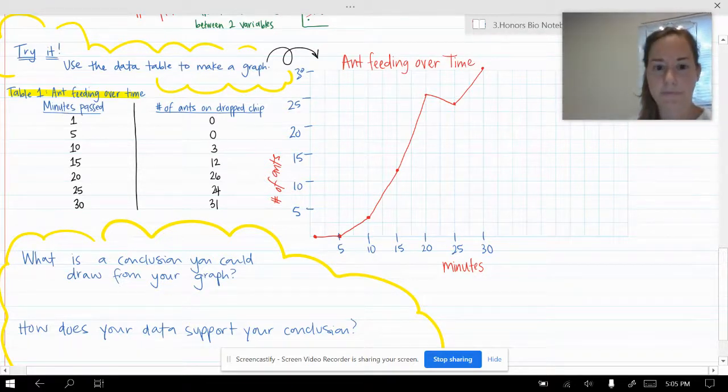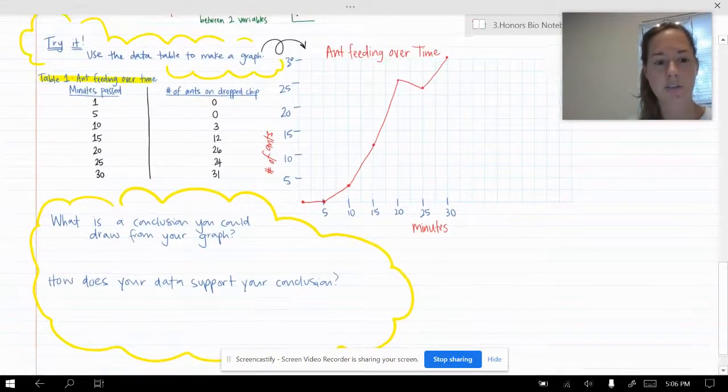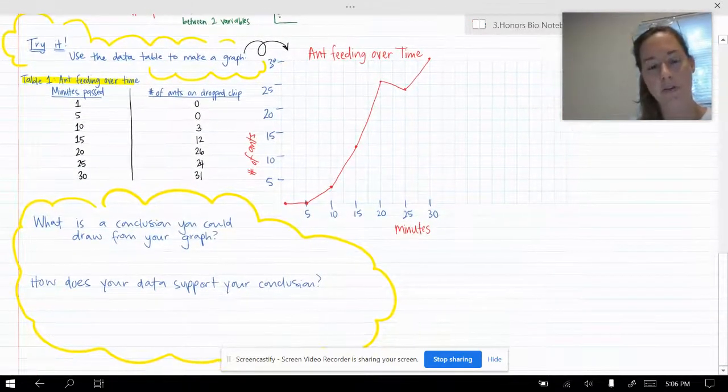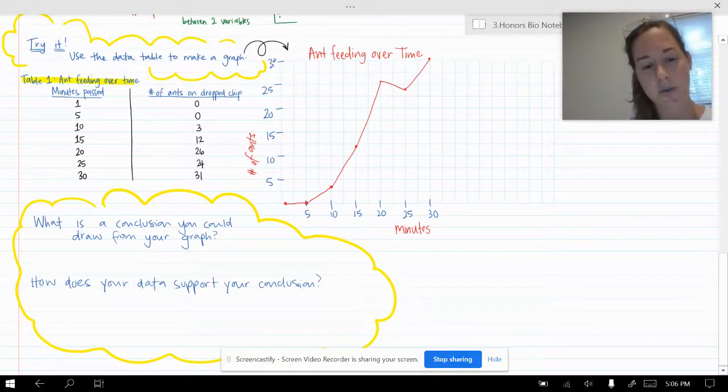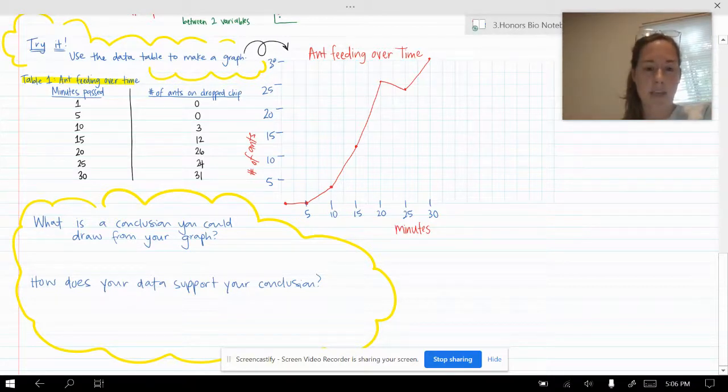Okay, so once you've finished your graph, you come down here and it's time to draw a conclusion from your graph. So take a second and answer these two questions, pause the video and restart it when you are done. All right, so there are many possible correct answers for either of these questions. As long as you have made a statement and supported it using your graph or your table, then that is correct.